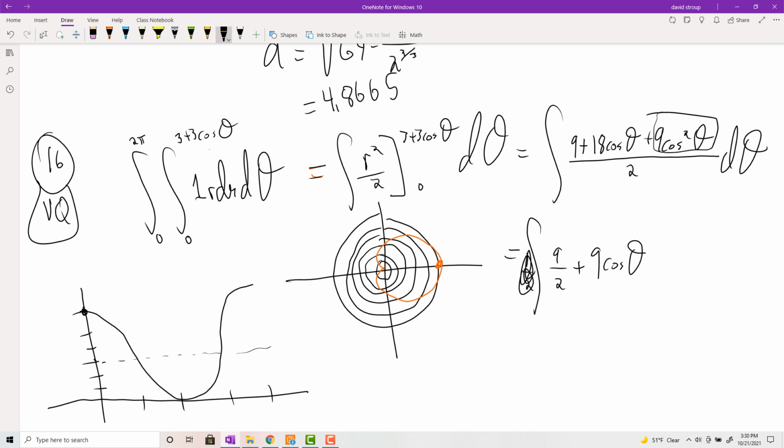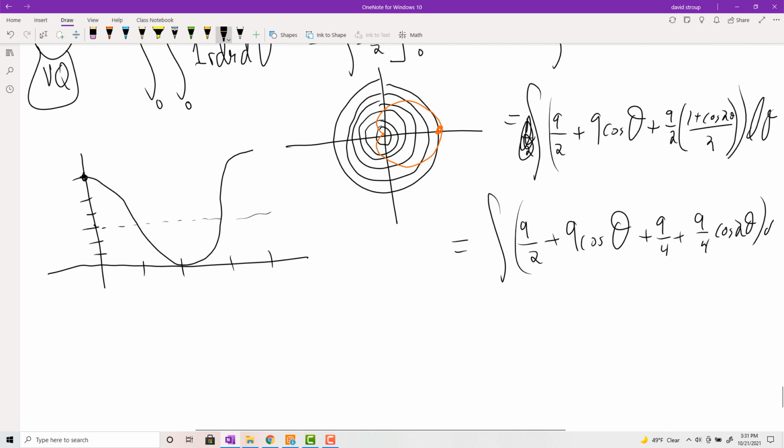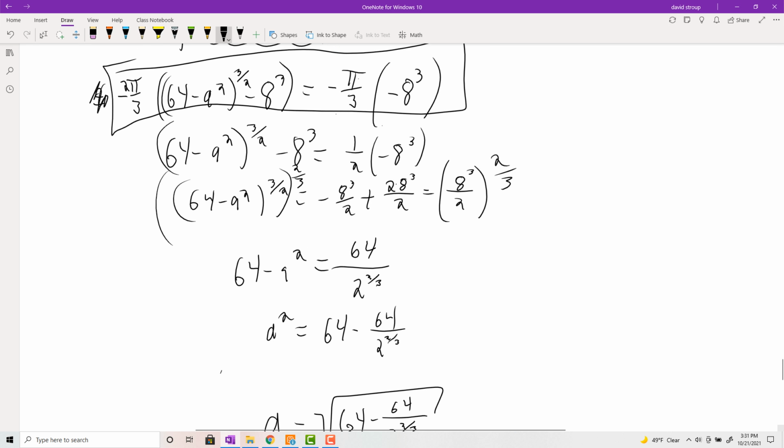9 cosine theta plus 9/2 cosine squared theta, but we're replacing cosine squared with 1 plus cosine of 2 theta all over 2. And then we're going d theta, and then you can kind of butterfly that fraction and combine like terms. So you would have 9/4 plus 9/4 cosine 2 theta, all that d theta, but I gotta smush it in there. I don't know what's going on sometimes. It won't let me smush it in.